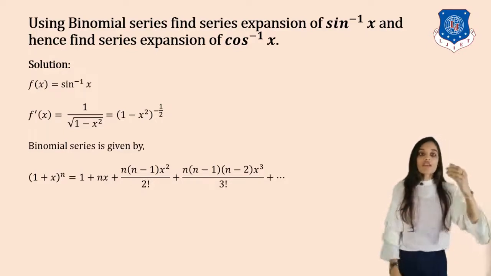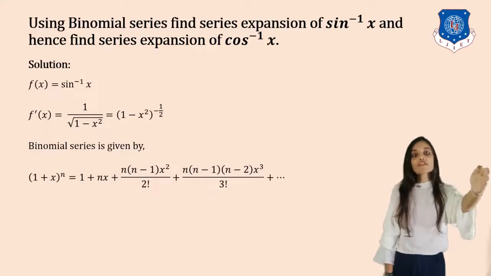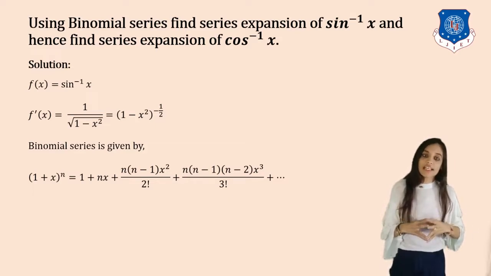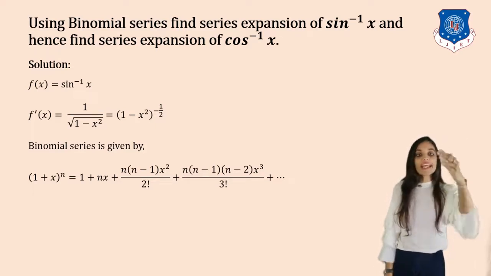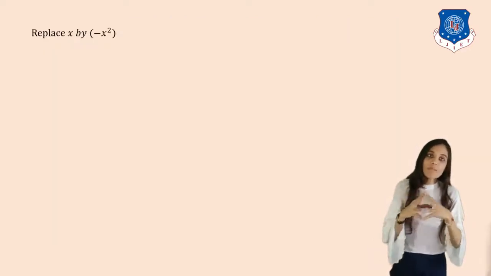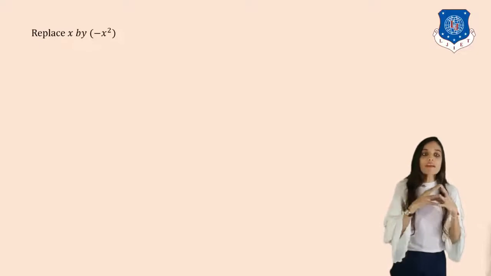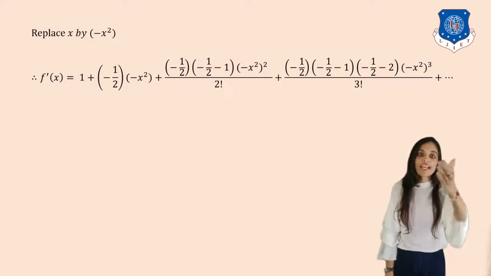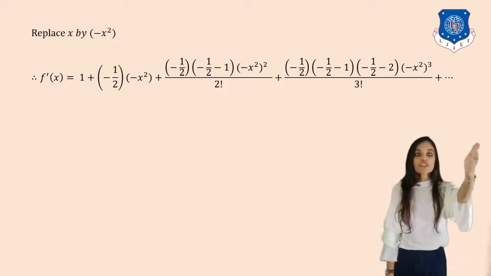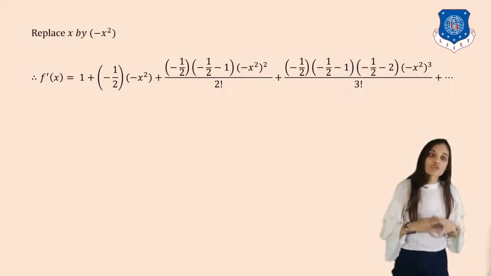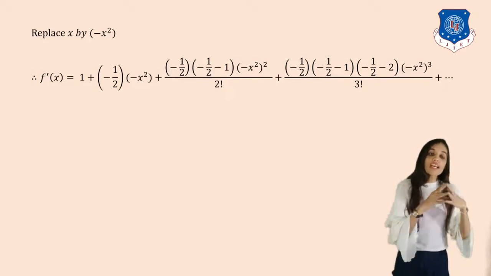Now we'll compare (1 minus x square) raised to minus half and (1 plus x) whole raised to n. So on comparing, you can see that x is minus x square and n is minus half. So what we will do is, we'll replace x by minus x square and n by minus half in our binomial series. So we will get f dash of x is equal to 1 plus minus half into minus x square plus minus half into (minus half minus 1) upon 2 factorial (minus x square) whole square and so on.